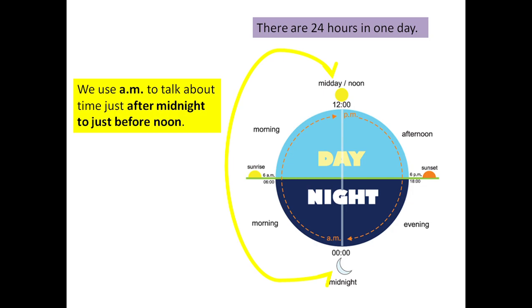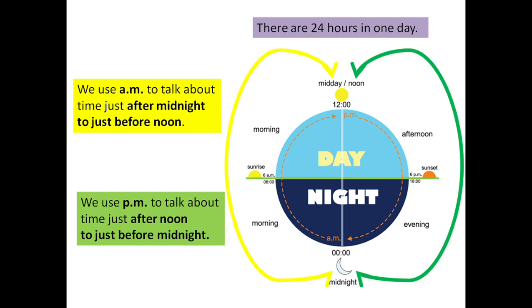We use AM to talk about time just after midnight to just before noon. So when the time is after midnight and before noon, we use AM. We use PM to talk about time just after noon to just before midnight. So when the time is after noon and before midnight, we use PM.